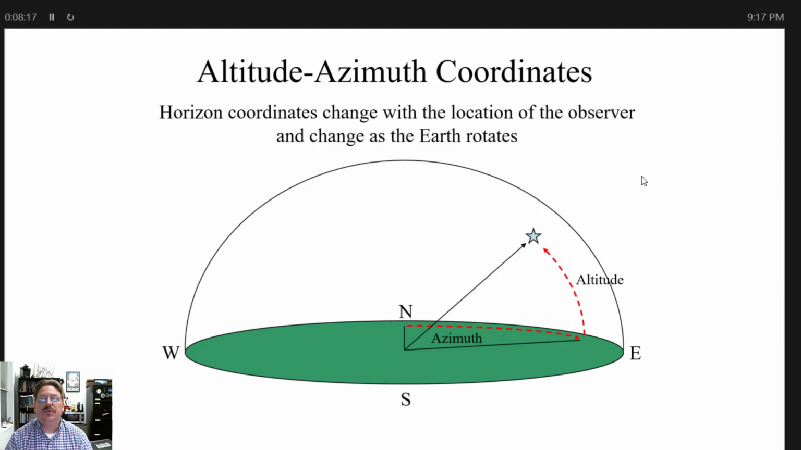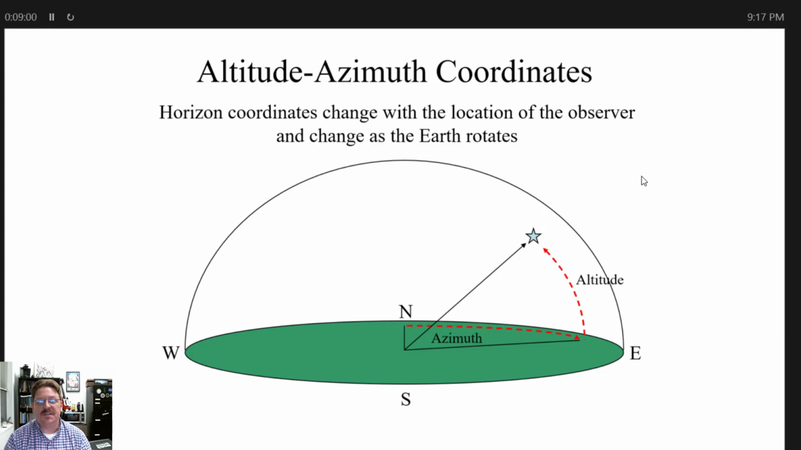Anyway, the most intuitive coordinate system is the Altitude-Azimuth system. Now, in order to uniquely define the location on a 2D surface, you need 2 coordinates. If it's a flat plane, you need x and y to define a unique position. If it is a sphere, then you need 2 angles. On the Earth, cities are uniquely identified by their longitude and latitude. Lines of longitude run north and south, lines of latitude run east and west.